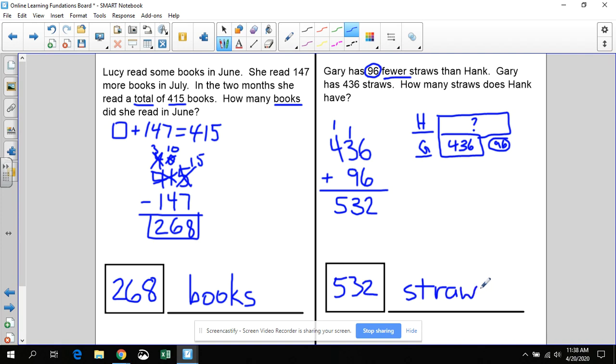So make sure you read the problems carefully, draw pictures, give yourself comparison bars, write out equations horizontally, but make sure you're always solving vertically.